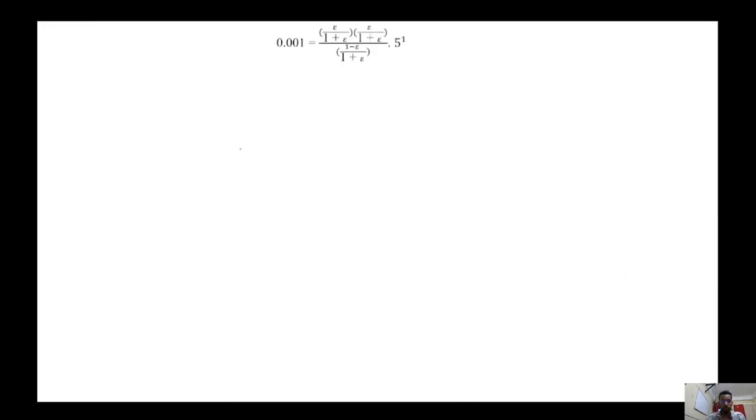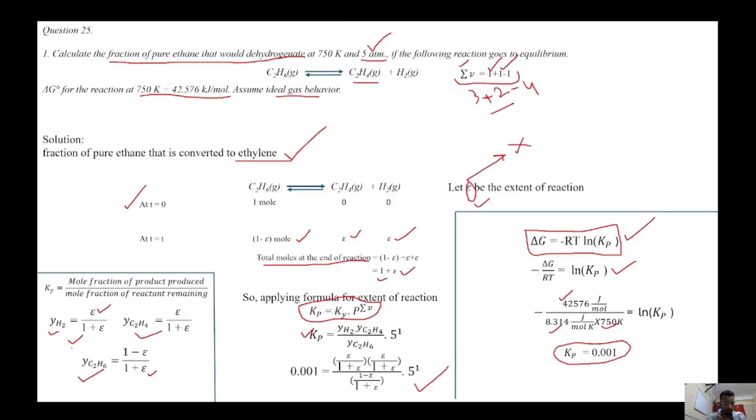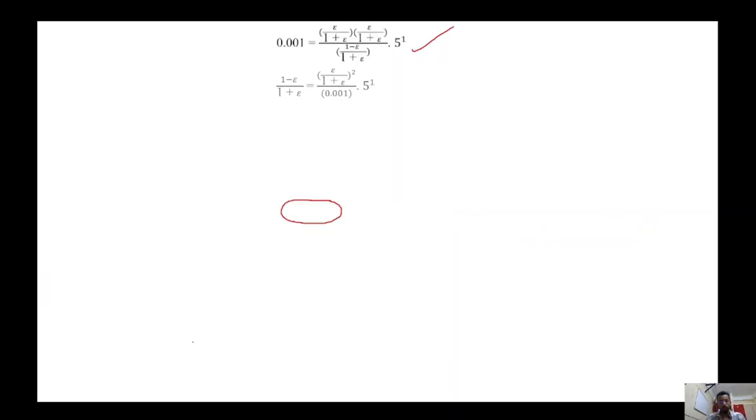So this is the final equation, just the same as the previous one. Now just rearranging and doing the mathematics, we will get E equal to 0.0141. Now you can calculate the mole fraction at the end of the reaction by putting the value of E in this particular expression. Okay, you can find the composition. So hope you understand this question.